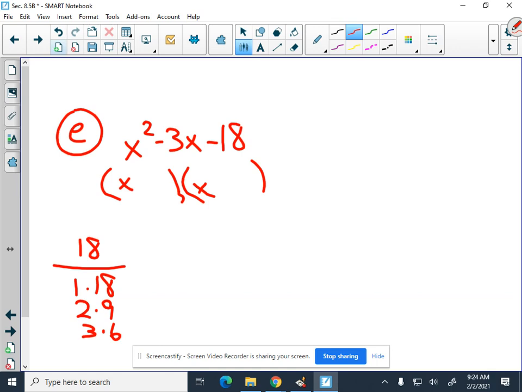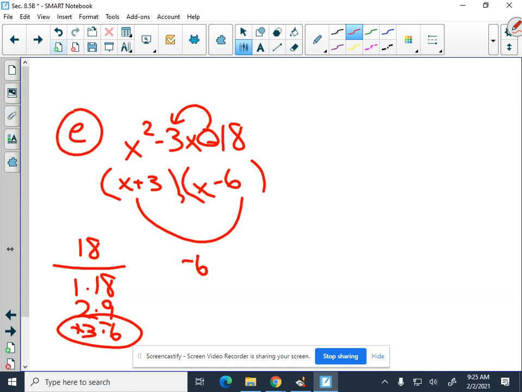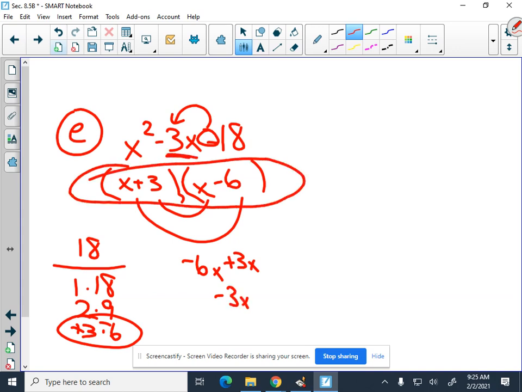So this time, they have to subtract to negative 3. So you read it backwards. They have to subtract and get negative 3. If I subtract those, I can get 3. But how do I get negative 3? If I have a positive 3 and a negative 6. Now if I check these two, that's negative 6x. These two, that's positive 3x. I put them together, it would be negative 3x. That's what I wanted. So this here is my answer.